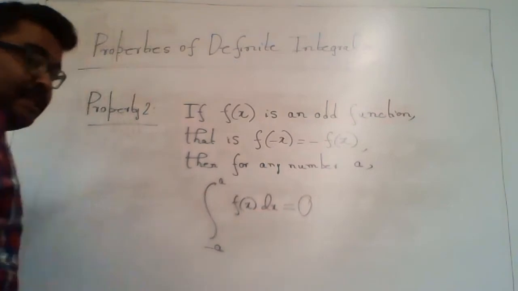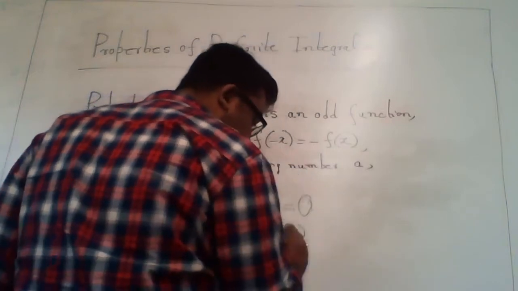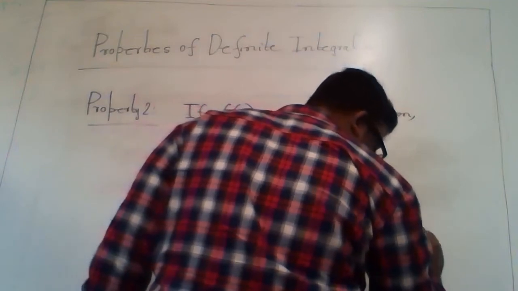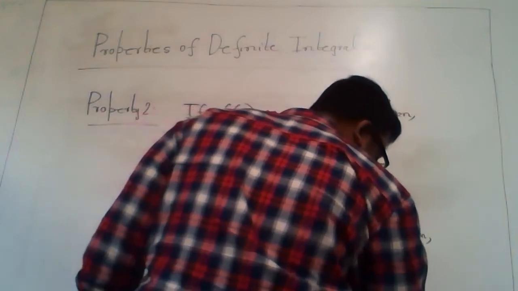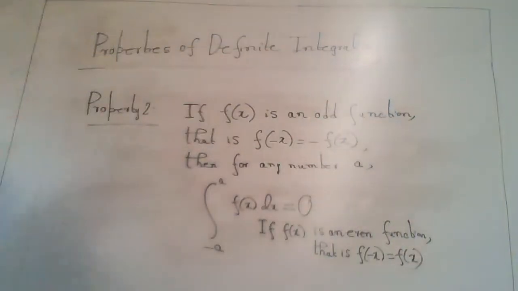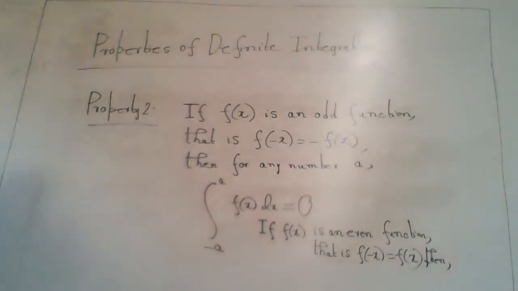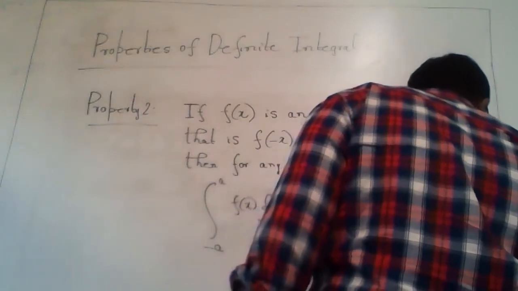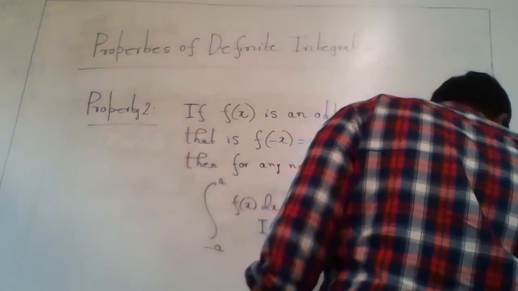So what happens if f(x) is an even function? We have a similar result. If f(x) is an even function, that is f of minus x is just f(x), then I can write this integral from minus a to a f(x) dx as 2 times integral from 0 to a f(x) dx.